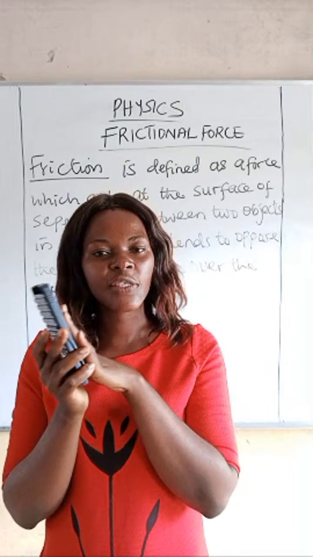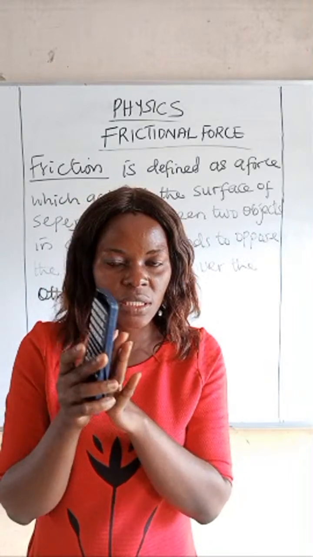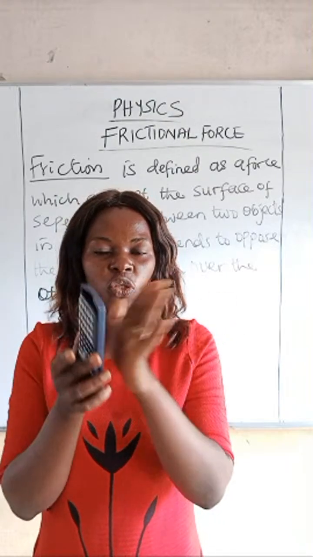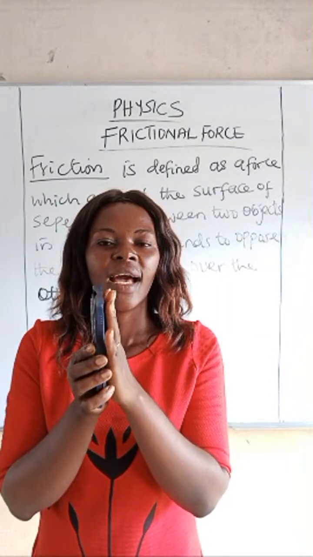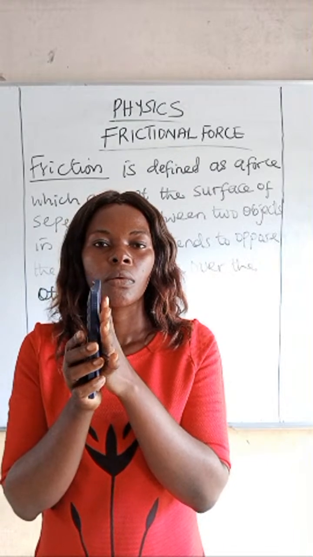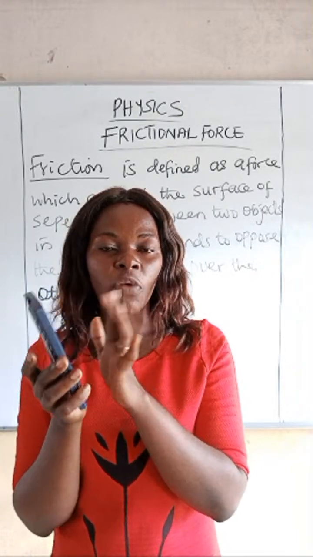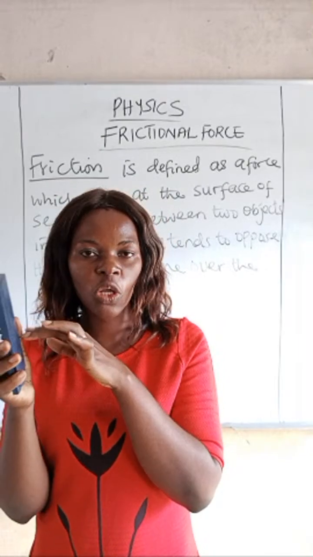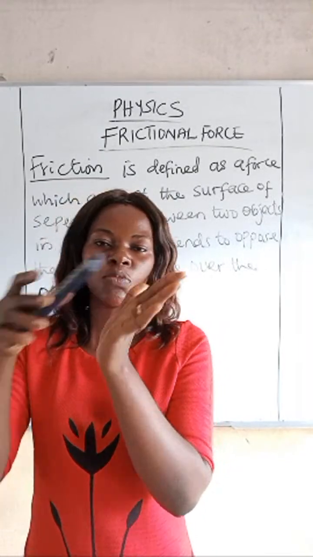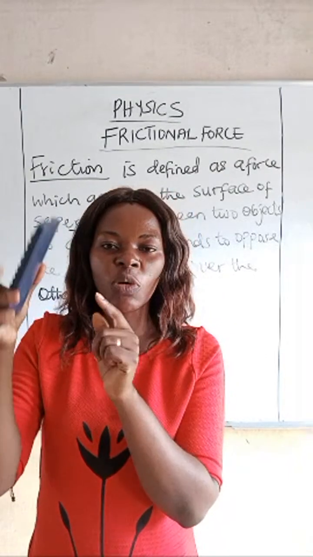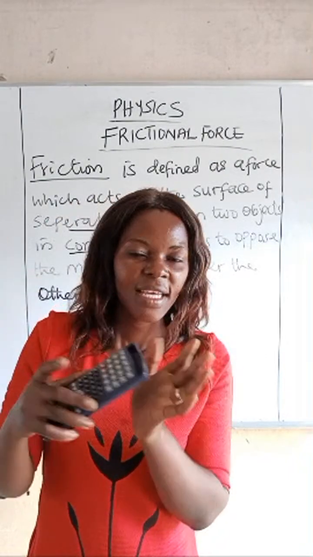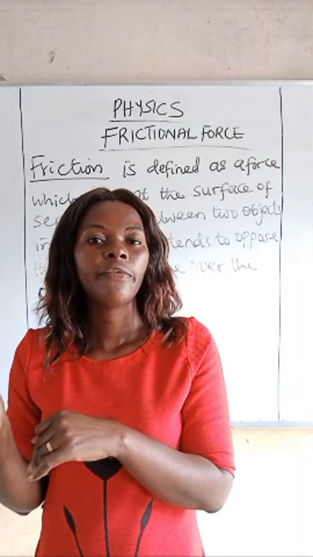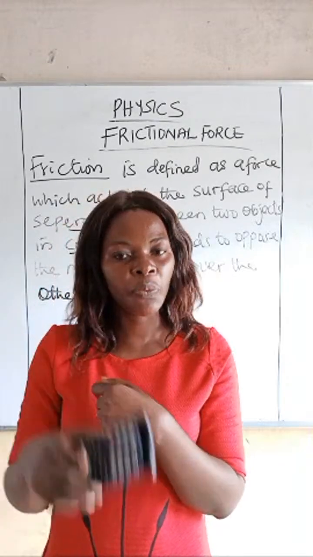Now, what is this friction? It's a force which acts between the surface of separation between two objects in contact and acts on the motion of one over the other. It opposes the motion of the other. If this is moving on this, it is opposing the motion of this over this. That's what it means. So we can say that friction is a force of opposition. Let me put it down.